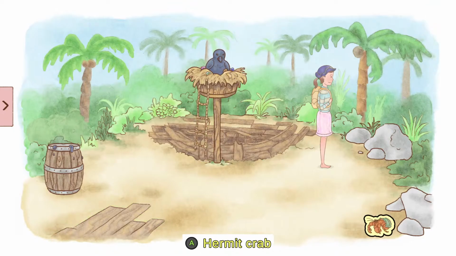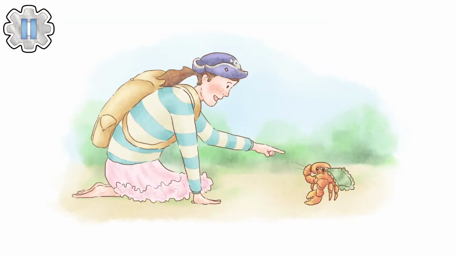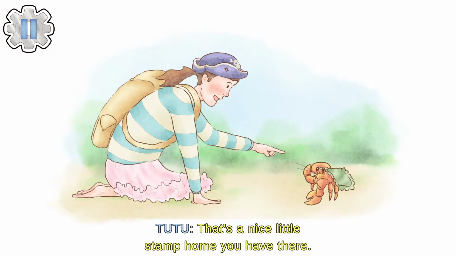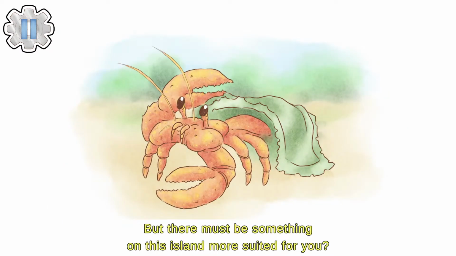Hermit crab. Captain Tutu sits on her knees and leans towards the hermit crab. That's a nice little stamp home you have there. The hermit crab is orange with a stamp draped on its back. But there must be something on this island more suited for you.